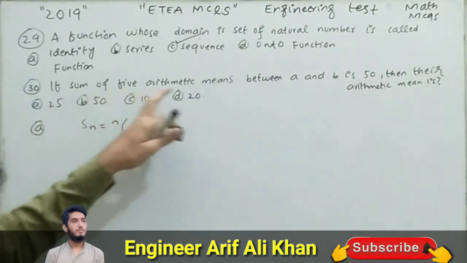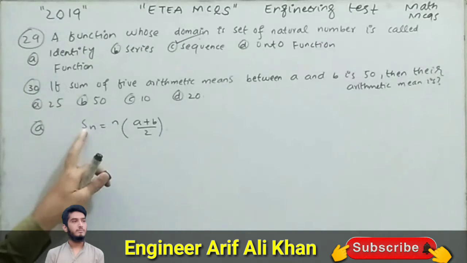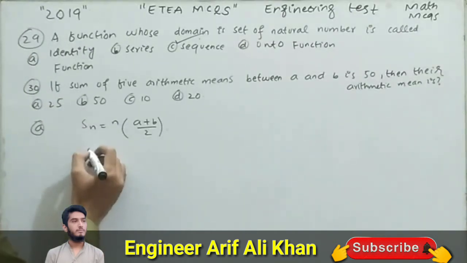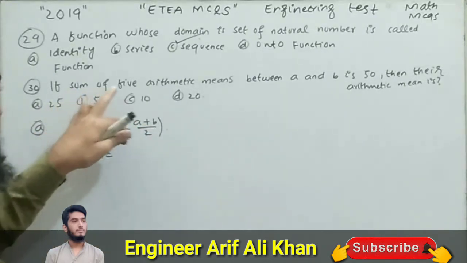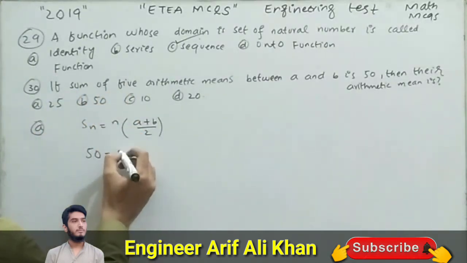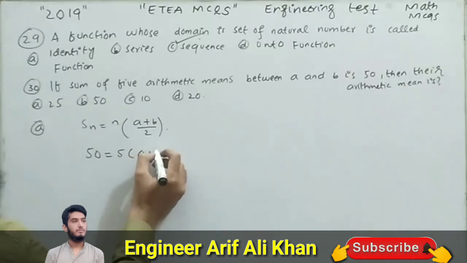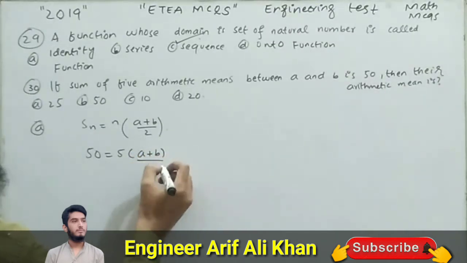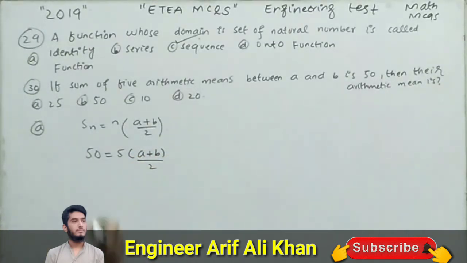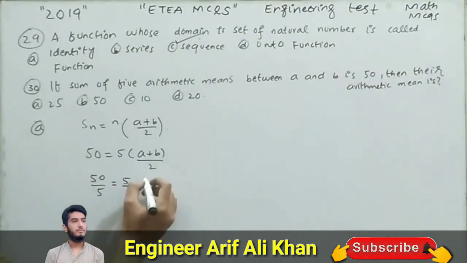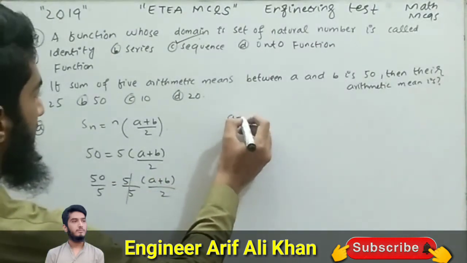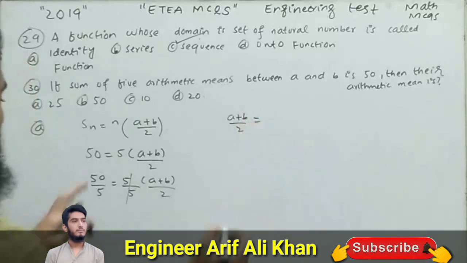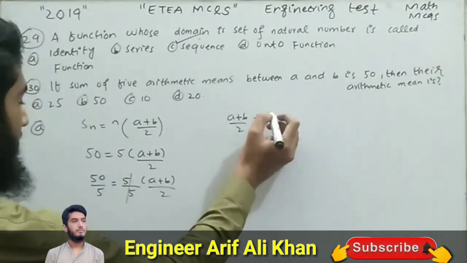Now they tell that the sum of the 5 arithmetic means is 50. So Sn is actually the sum. So the sum is 50, put over here, is equal to n. n is the total number of arithmetic means. So the total arithmetic means is 5. So put 5 over here and into we have A plus B divided by 2. Now divide both sides by 5. So it becomes 50 by 5, and divide this side also by 5, and A plus B by 2 will come down as it is. So our A plus B by 2 is equal to 50 by 5, it gives us just 10.